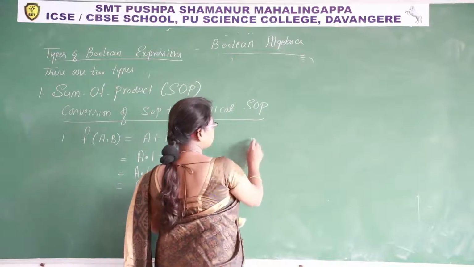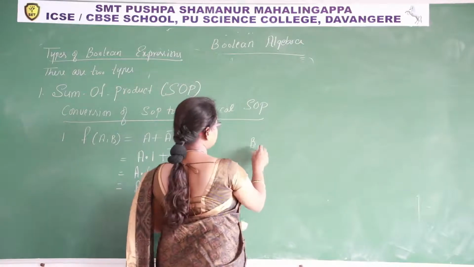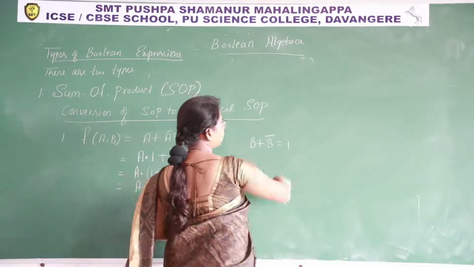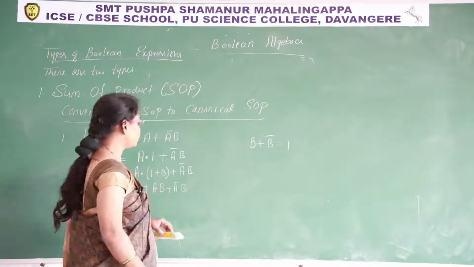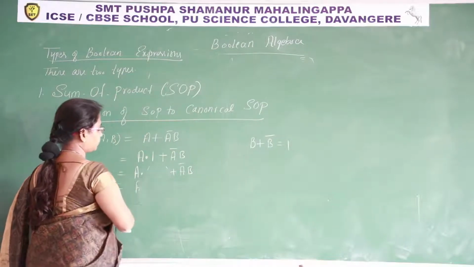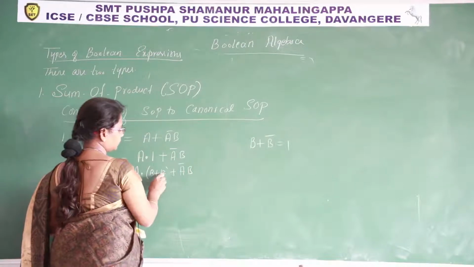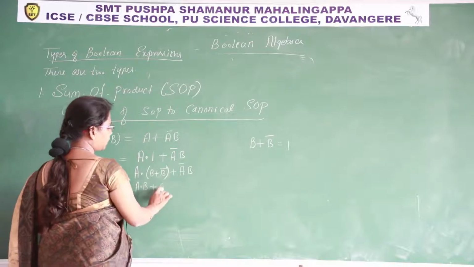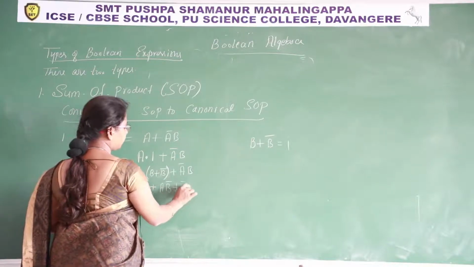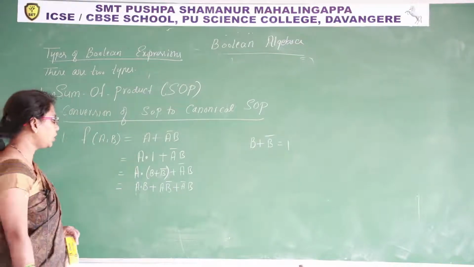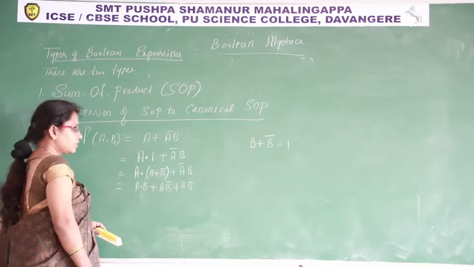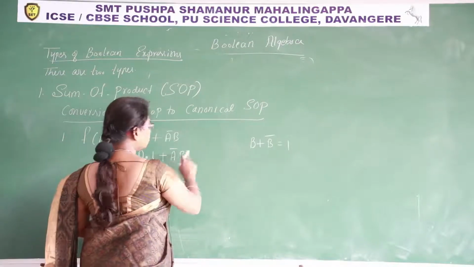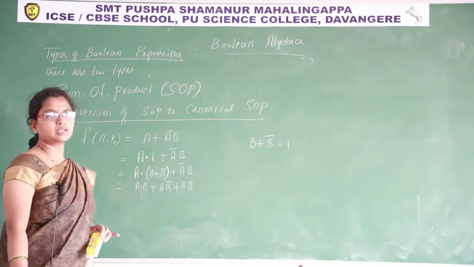Then can I write b plus b bar? B plus b bar is equal to 1, no? X plus x bar is equal to 1. So what happens? Let us see. If I write b plus b bar, a dot b, distributive law, plus a b bar, plus a bar b. Now all sub expressions contain all the literals, so it becomes a canonical SOP. So which expression did I apply here? The complementary rule, b plus b bar.